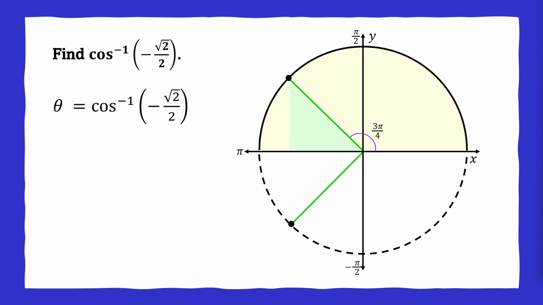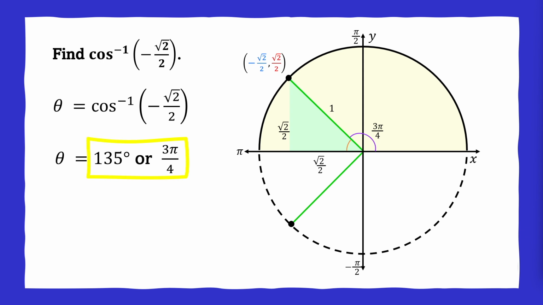At 3 pi over 4, or 135 degrees, which is one of the common angles we often use, the reference angle forms a 45, 45, 90 degree triangle, giving the x-coordinate of negative square root of 2 over 2. This angle is in quadrant 2 within our range. Therefore, the angle is 135 degrees or 3 pi over 4 radians.